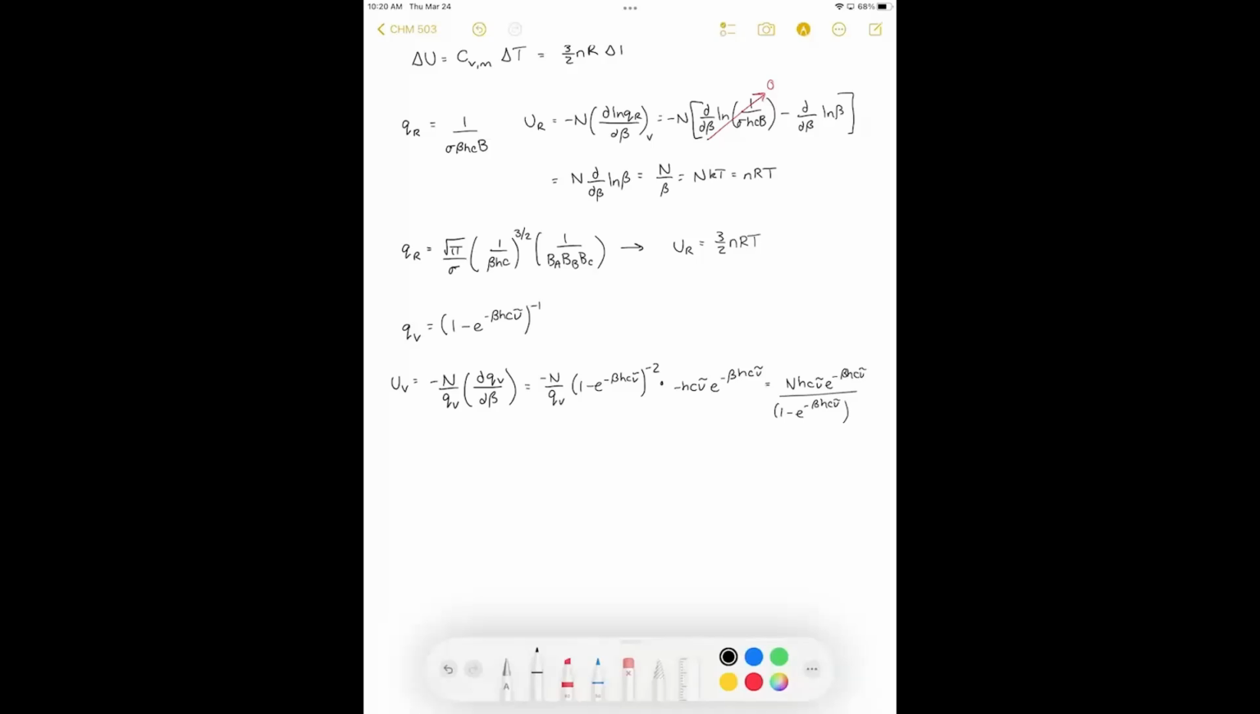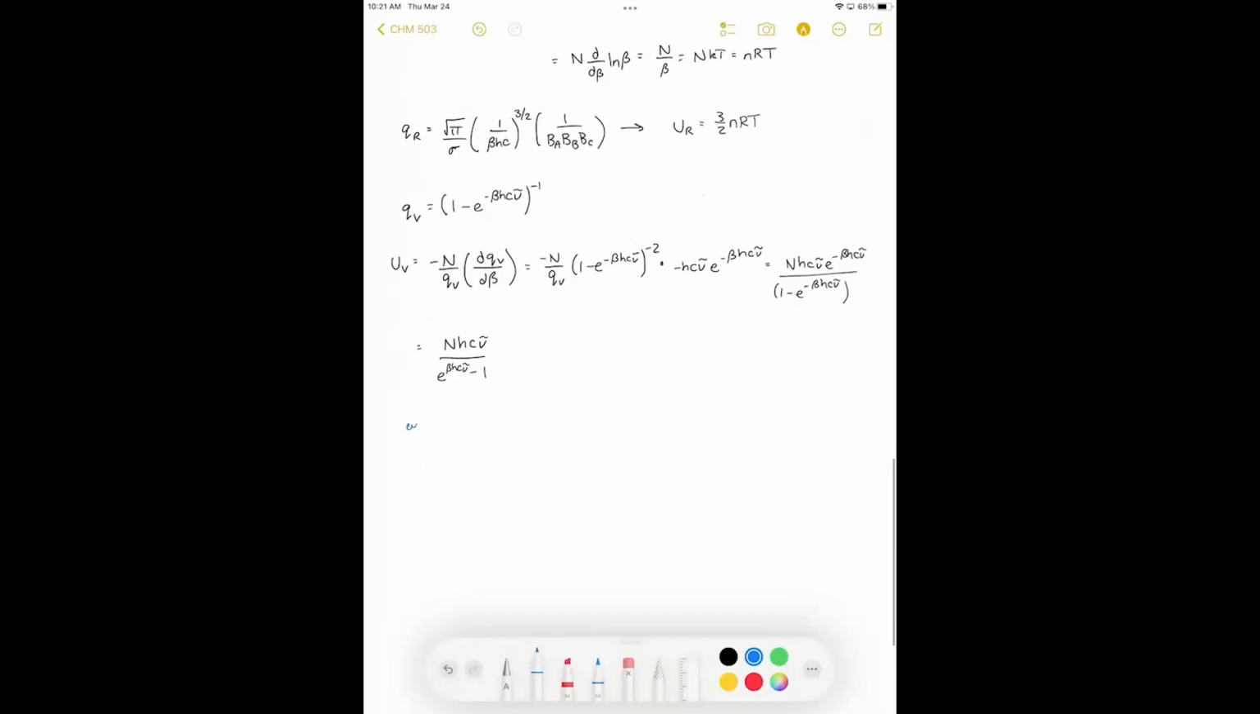And what we can do, just like we did a little bit before, is divide each side of this equation by e to the minus beta HC nu. And what that gives us is nHC nu over e to the beta HC nu minus 1. And this is our expression for how vibrational degrees of freedom contribute to the total energy. The amount of energy contributed for vibration is heavily dependent on the temperature. So in the high temperature limit, we can use an approximation.